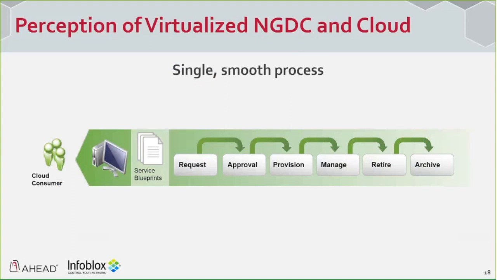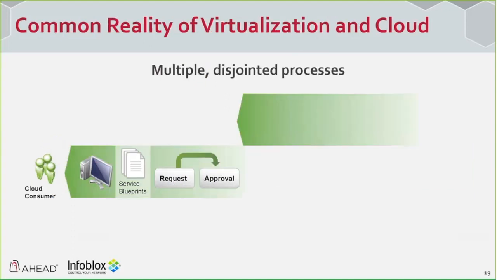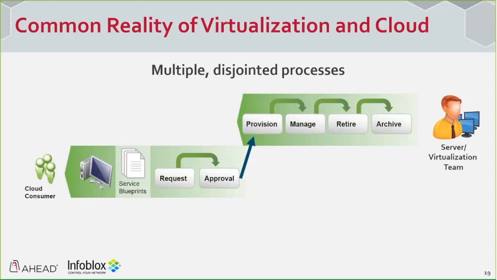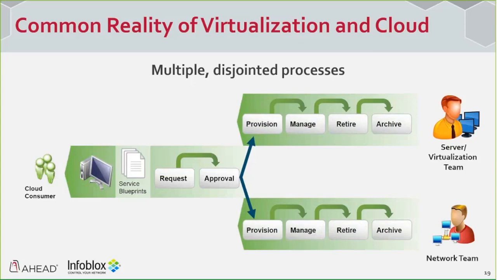But when we go from the perception to the reality across a different organization, typically it's a disjointed process because we have different people doing different things. For example, the server virtualization team is responsible for the applications, the services and the servers, and they handle things like the storage and the compute. They own that component. But then the networking team typically owns things like IP addressing and DNS. And how do you handle this? For a lot of organizations, it's really multiple handoffs.